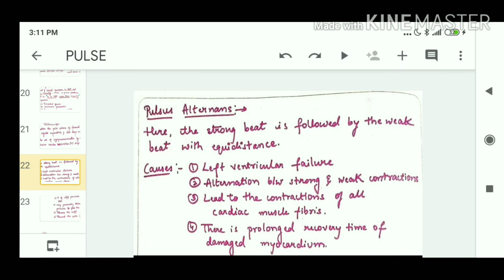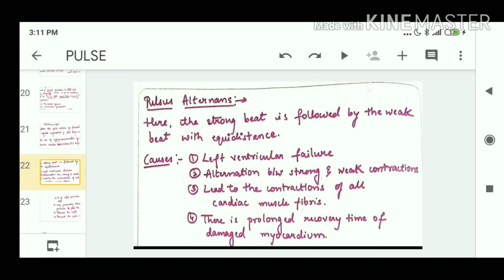Now coming to the pulsus alternans. Here what happens? The strong beat is followed by the weak beat, which are equidistant. What are the causes for this pulsus alternans? It is mainly due to left ventricular failure. Why? Because there will be alternation between strong and weak contractions, which leads to contraction of all cardiac muscle fibers, and there will be prolonged recovery time of the damaged myocardium.